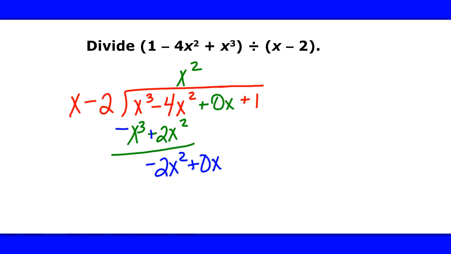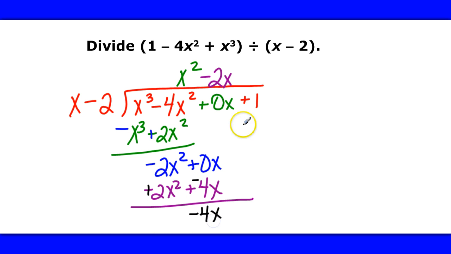Repeat this process. What times x gives me negative 2x squared? That's going to be a negative 2x, which gives me negative 2x squared. So that's going to give me negative 2x squared, and that's going to give me a positive 4x. Now be careful because this is where people make mistakes. You have to subtract these, which changes both of these signs. That's going to give me a negative 4x. Bring down the next one, which is a plus 1.